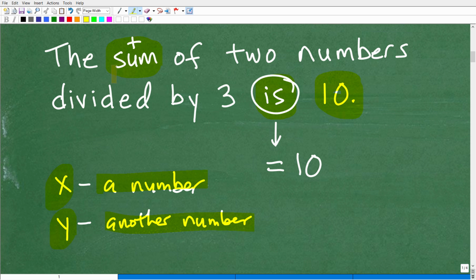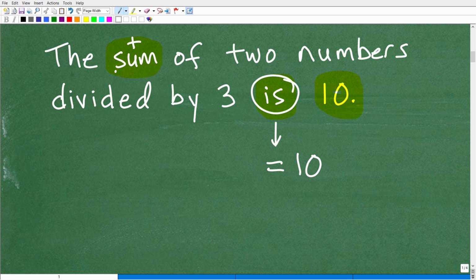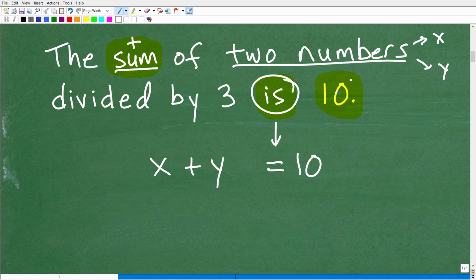All right, so the sum of two numbers, how can we express that? Well, the sum means we're going to add up these two numbers. I'm going to use x and y as my numbers, so x plus y. This is the sum of two numbers, but I'm going to give you a critical reminder. Anytime you're asked to translate in algebra and you're talking about the sum or difference, always put parentheses around that expression. So I'm going to put parentheses around x plus y.